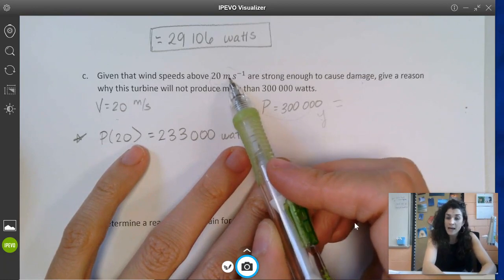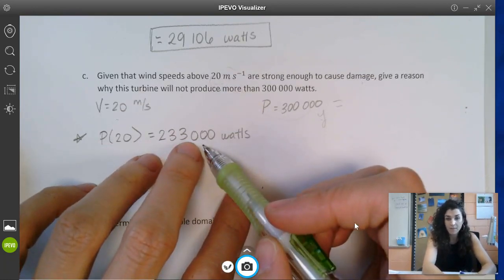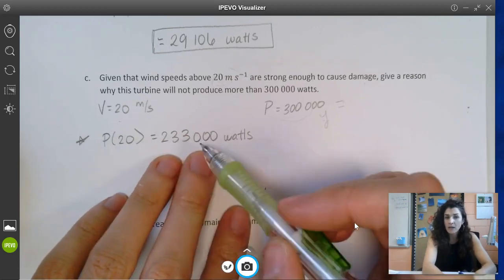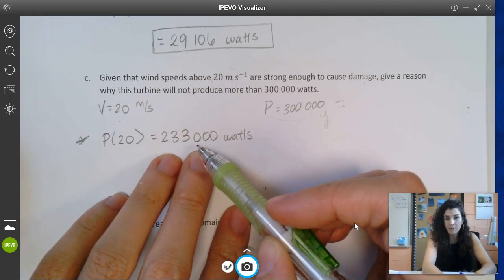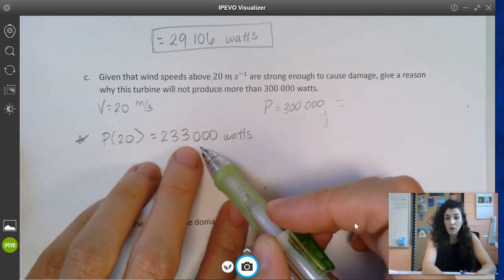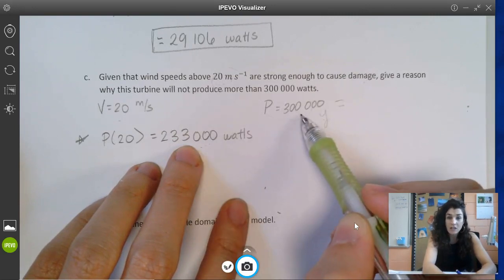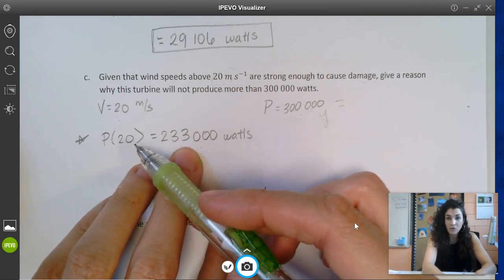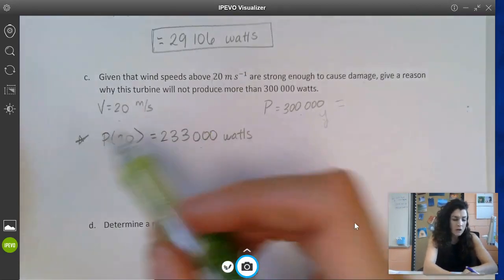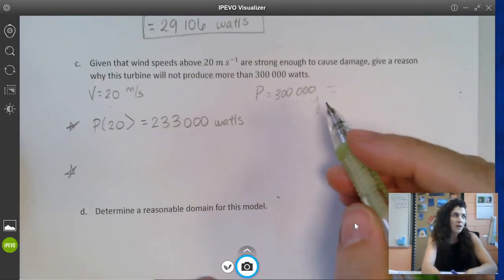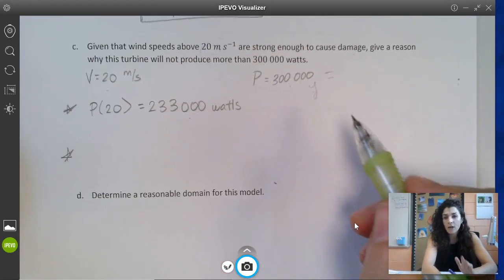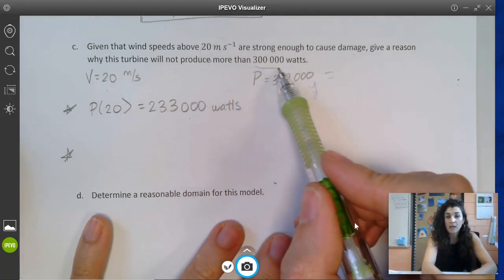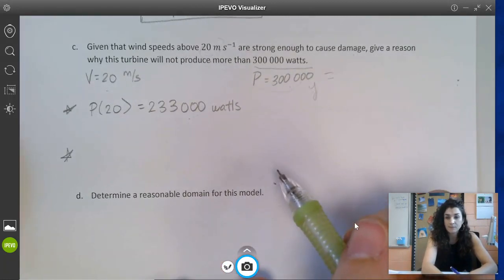Well, if we're running at that speed, this is how much power we earn, which means we won't earn more than that, because if we're running it at a speed above 20, then we would have a broken turbine. And 300,000 is above 233,000. So we won't ever reach 300,000 because it is above our capacity in regards to wind speed. So I want you to take a minute, think about what I just said or re-listen to what I just said, and I would like for you to rephrase on your own, type it in. Why will we never reach or produce more than 300,000 watts?